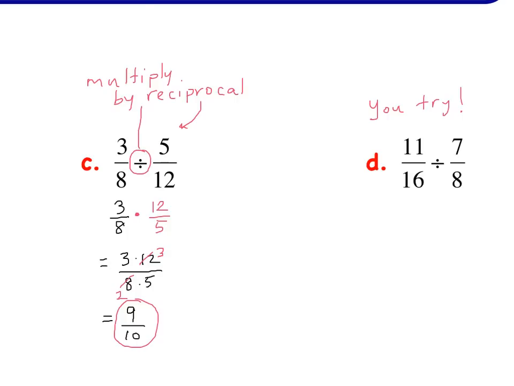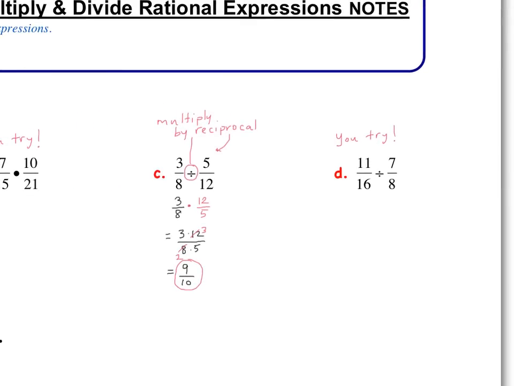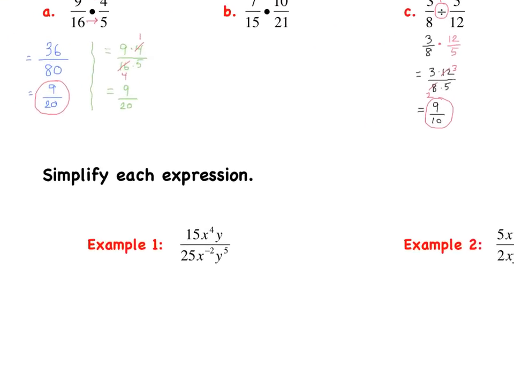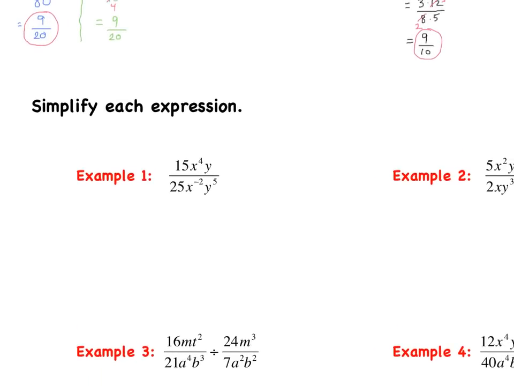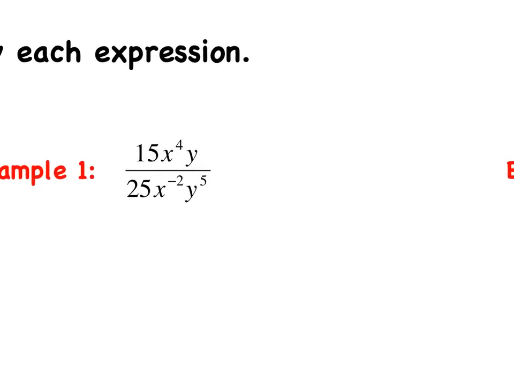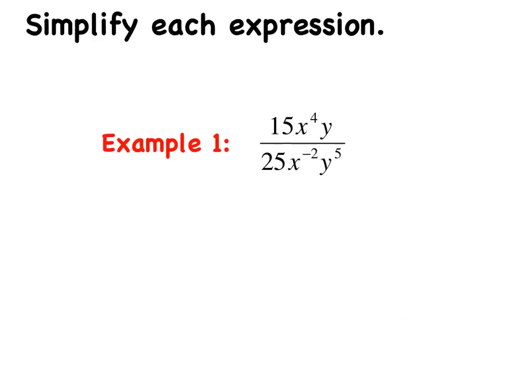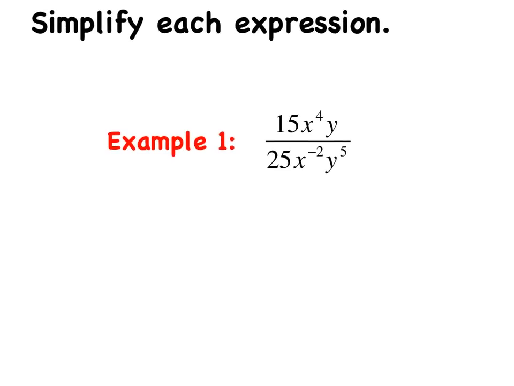Okay, dealing with some variables. So let's move on to this first example here, where we are now going to simplify expressions that have some variables in it. Okay, so we have 15x to the 4th times y divided by 25x to the negative 2 y to the 5th. Now, if you recall from previous chapters, whenever we have negative exponents, we got to make them happy.